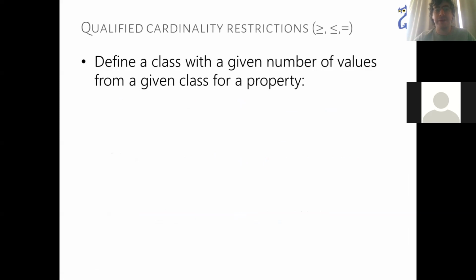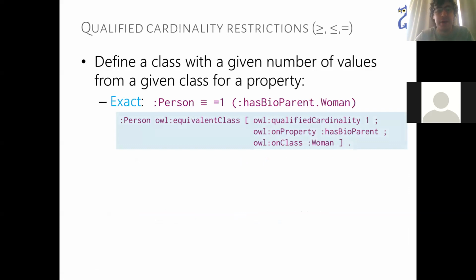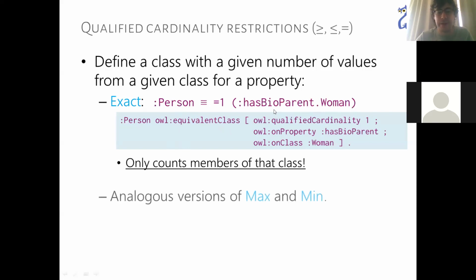If we turn to qualified cardinality restrictions, it's the same idea, but we only count the values that have a given class. For example, we might say that a person is equivalent to having 1 biological parent that is a woman, and having 1 biological parent that is a woman, since a woman is a person, implies being a person. So we can use equivalence here, the owl equivalent class. It only counts members of that class. So the person might have more biological parents, but only has 1 that is a woman.